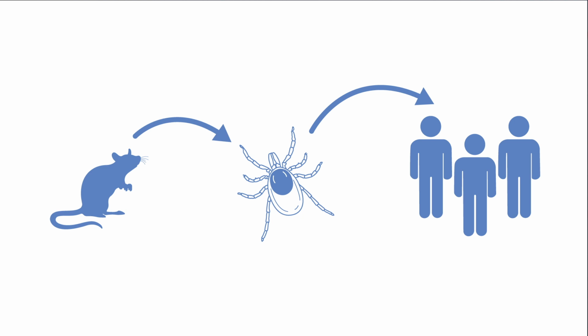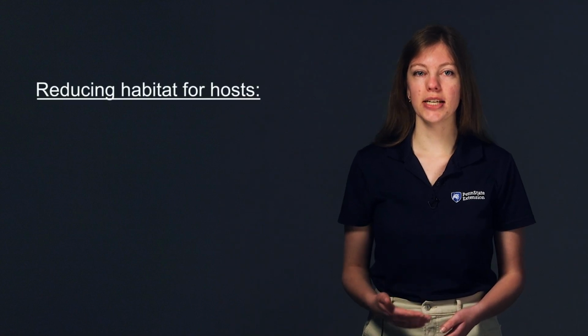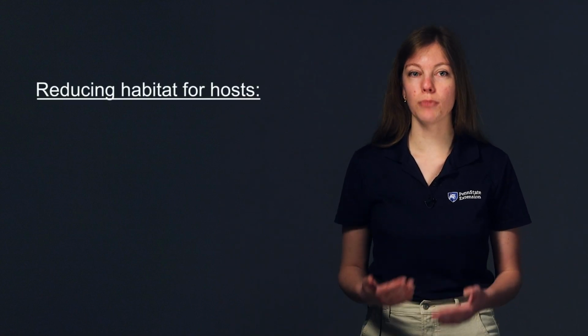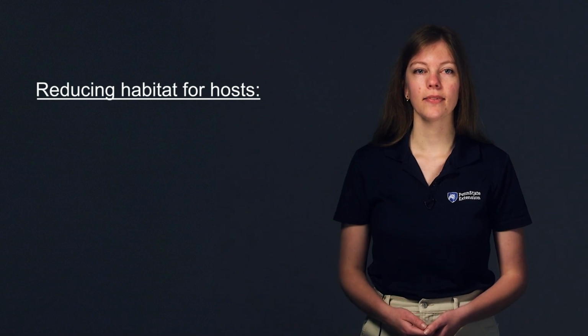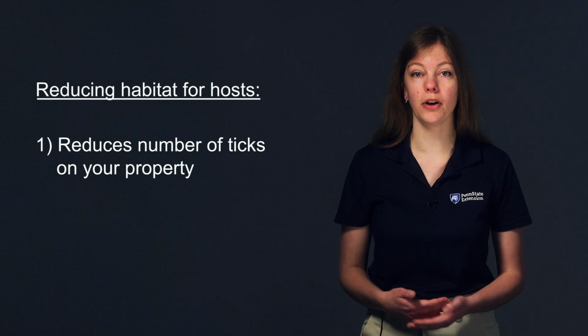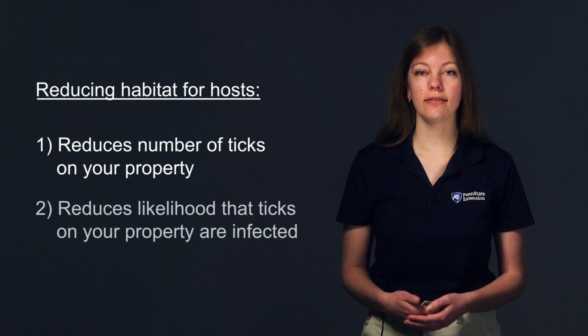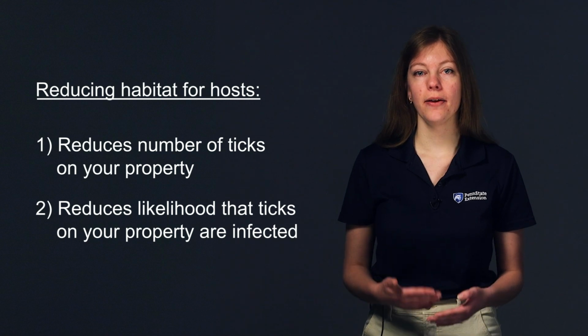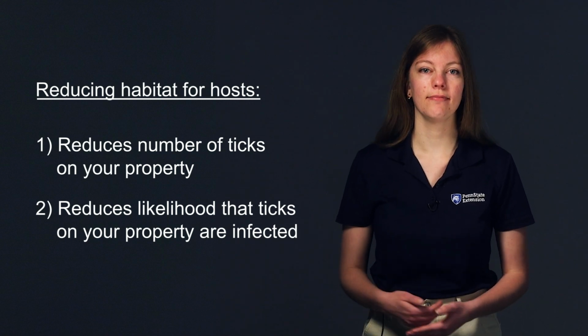Some hosts may be infected with pathogens, such as bacteria and viruses, which ticks can pick up when they feed on these animals. Ticks can then transmit these pathogens to the next animal or human they feed on. Because of this, reducing suitable habitat for hosts has multiple benefits. It can reduce the total number of ticks on your property by reducing the number of suitable hosts, and it can also reduce the likelihood of any ticks on your property being infected with a pathogen.